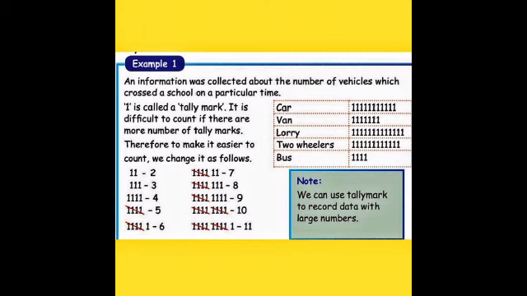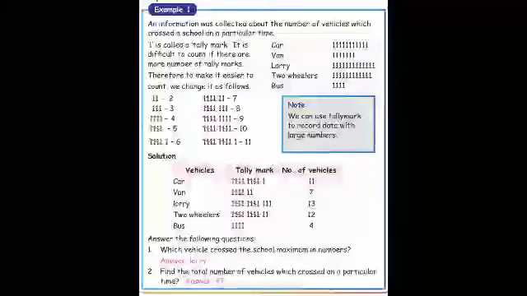So the question is, how many vehicles are moving in the particular time? The vehicles are car, van, lorry, two-wheeler and bus. Yes, the number of tally marks is also given. Here we are going to make the tally marks in our own way. That is, 1, 2, 3, 4 and a cross, which means 5. The tally mark should be changed into numbers: 1 is 1, 2 is 2, 3 is 3, 4 is 4, and 5 is with the cross. Yes, let's move on to the solution.